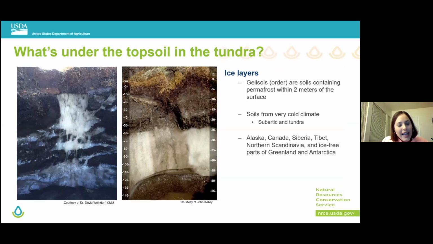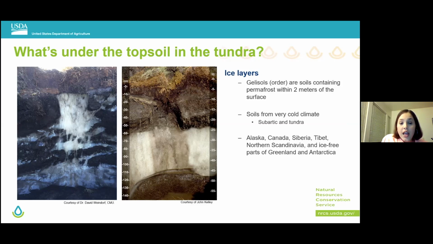I mean, look at that ice layer. It's very thick. So this is a gelisol. Gelisols are another soil order, one of the 12 soil orders. And those are soils containing permafrost within 2 meters of the surface. And if you guys don't know what is permafrost, permafrost is the ground that remains frozen at least 2 years.